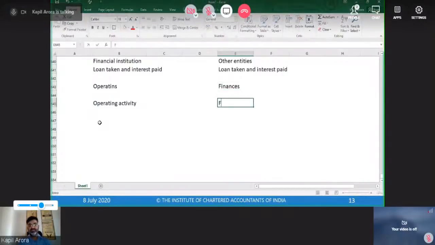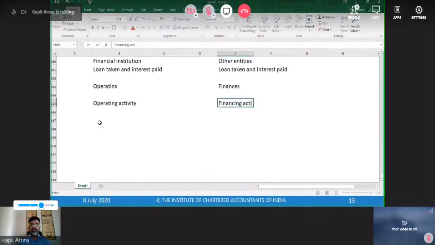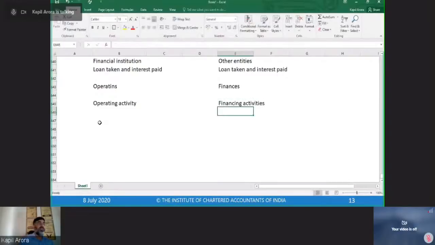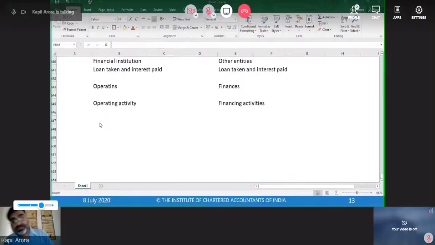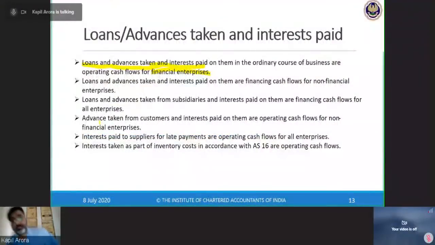So it will be treated as financing activities. It will all be dependent on what is the purpose, what business you are in. That would decide whether you should consider that as an operation, whether you should consider that as a finance, right? So for financial enterprises, it is operating. For non-financial, it is financing.